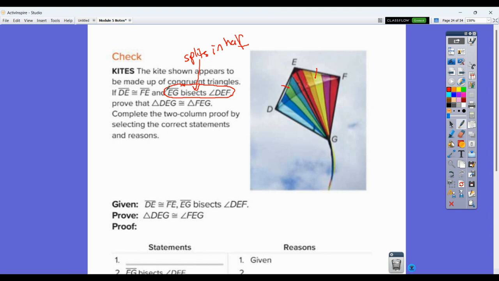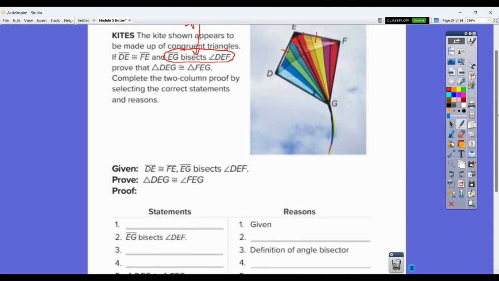Now, a lot of students struggle with this idea, but what is split in half? The angle DEF is split in half. So angle DEF is split in half by EG. That means that we have a set of angles that are congruent, and that is by the definition of an angle bisector. And we're trying to prove that triangle DEG is congruent to triangle FEG. So here's our two-column proof. I just kind of gave away some of it, but that's what we're going to have here.